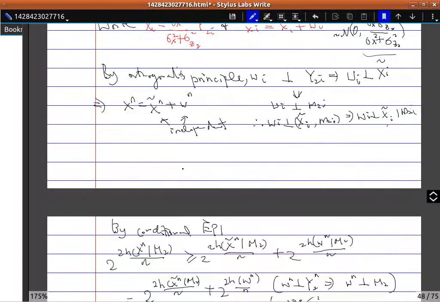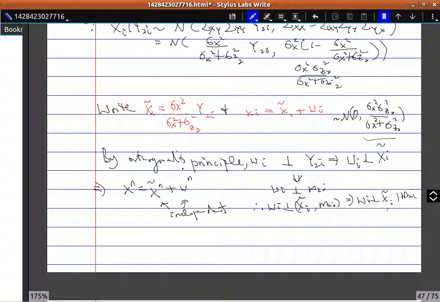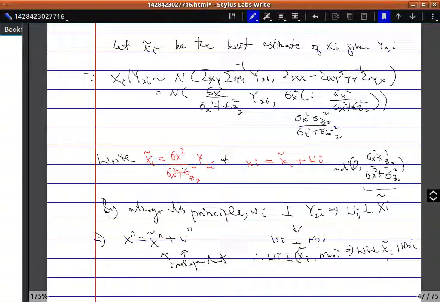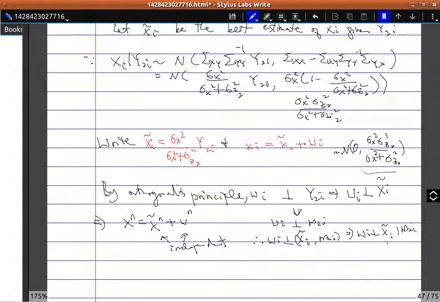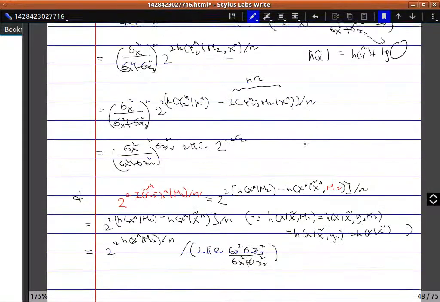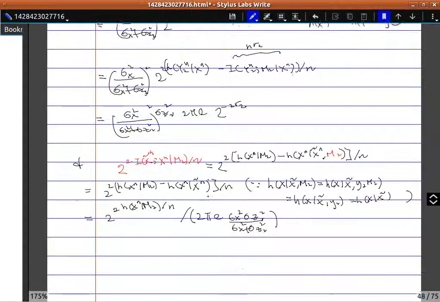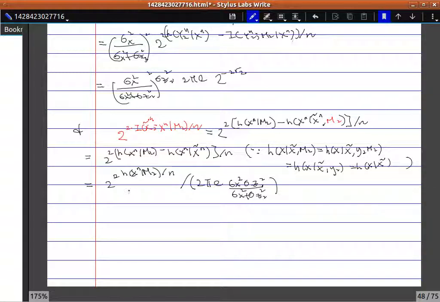X is independent, because of here. So W is independent of M. So therefore, given x tilde, only W will help to estimate this xy, but since M2 has nothing to do with W, this is useless, so we can remove that. Then we have this left.